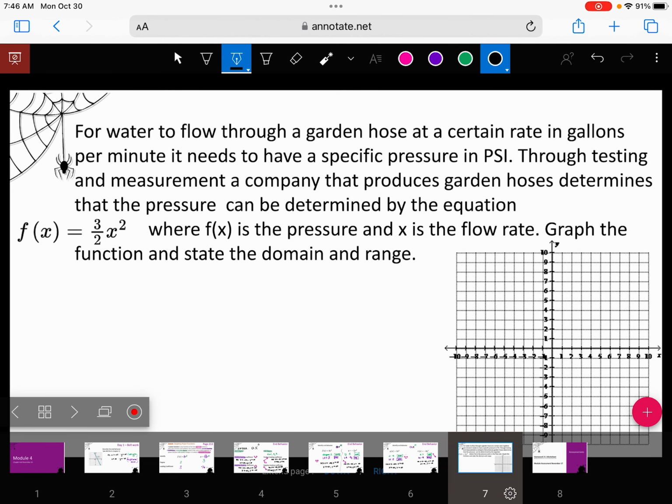There you go. All right, so for water to flow through a garden hose at a certain rate, it needs to have a specific pressure. Through testing, the company that produces garden hoses determined the water pressure is given by this function. When we're coming to our sketch or our graph, the story part doesn't really matter. We're just given a function, so we're going to graph the function and state the domain and range.